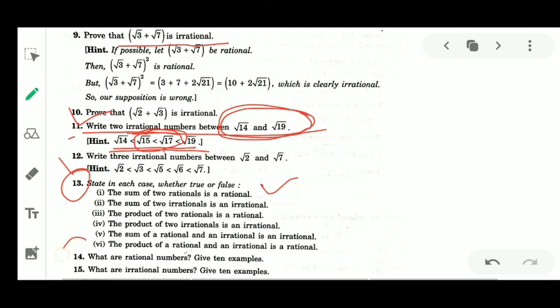Then question number 14, what are rational numbers? Give 10 examples. In that question we have to write the definition of a rational number, then give 10 examples. Question number 15 is also, what are irrational numbers? We have to first write down the definition of an irrational number, then give 2 examples. Okay. So the homework, today's homework, is exercise 1C.